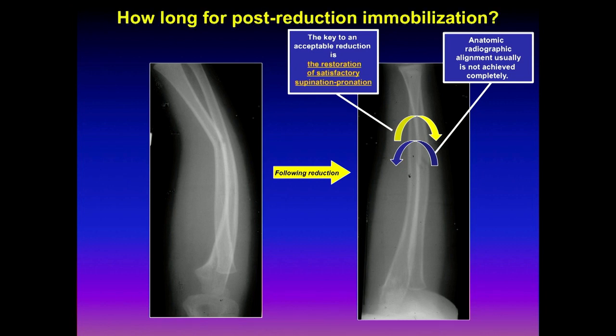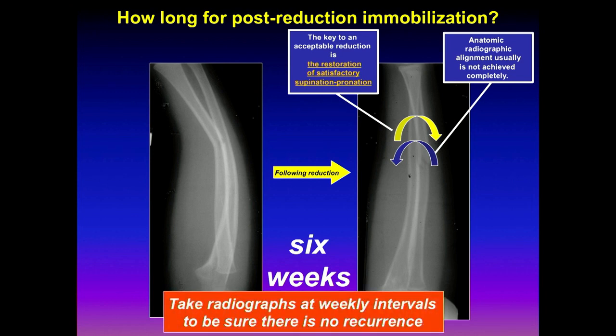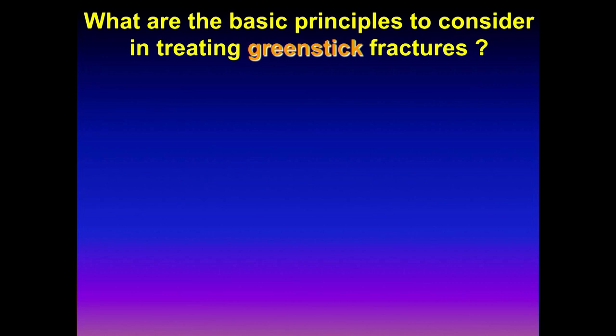So how long do you immobilize them? 6 weeks. Yeah, about 6 weeks, because it's still fractured. But it's internal derangement. It's still, and so you also need to take radiographs in the first 2 weeks just to make sure there's no recurrence, because it's a little bit difficult to put compressive forces on that. Now, the basic principles to consider in green stick fractures.